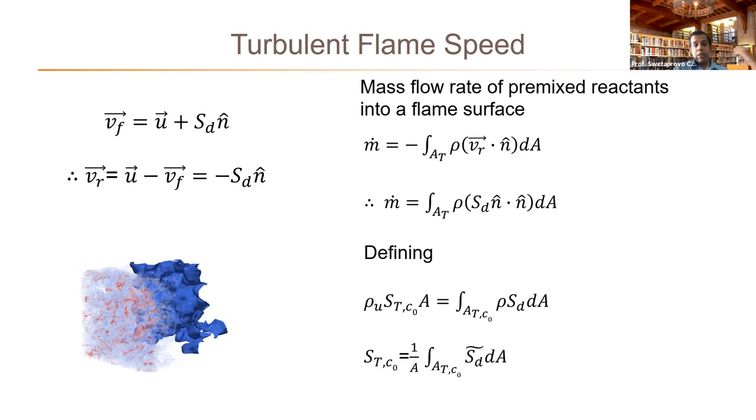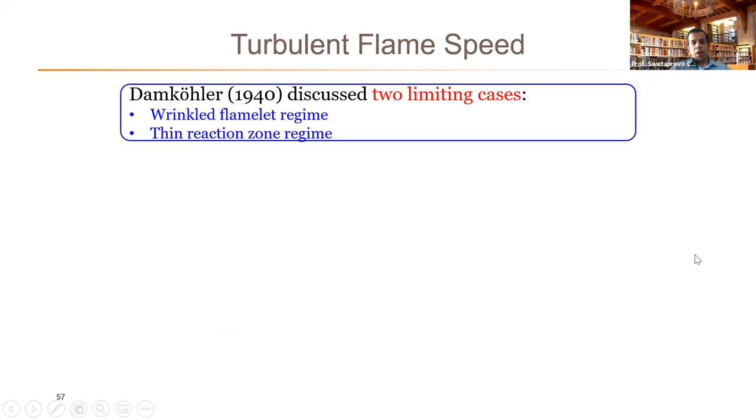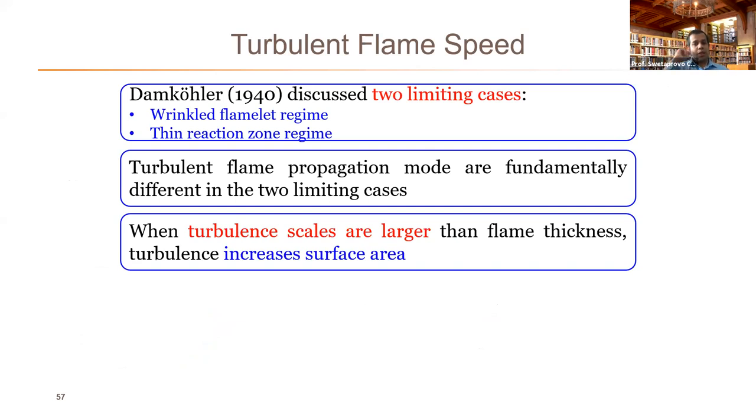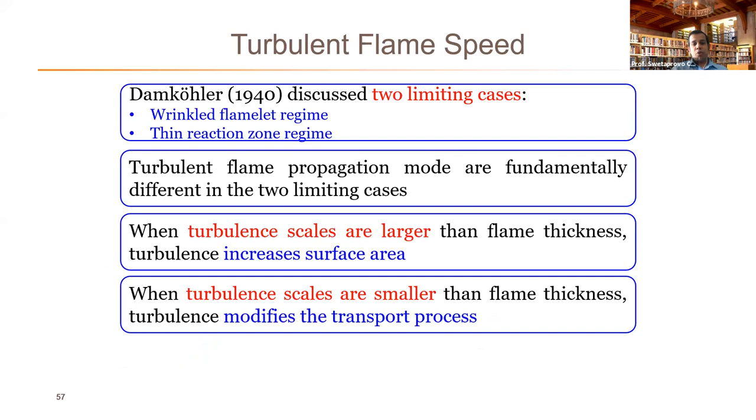That's what makes this whole situation with turbulent flame speed rather complex. Damköhler discussed two limiting cases, the wrinkled flamelet regime and the thin reaction zone regime, which he termed large-scale turbulence and small-scale turbulence. Turbulent flame propagation modes are fundamentally different in the two limiting cases, according to him. When turbulent scales are larger than the flame thickness, the turbulence increases the surface area. When turbulent scales are smaller than the flame thickness, turbulence modifies the transport process statistically, and we can expect that the molecular diffusion process inside the reactive-diffusive flame structure is replaced by turbulent diffusion of heat and mass.